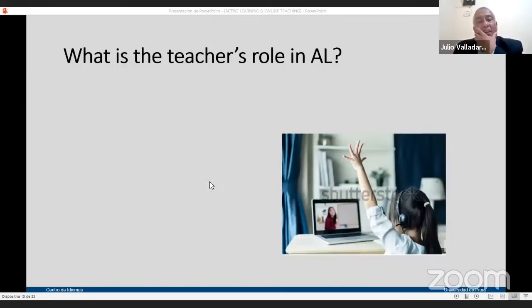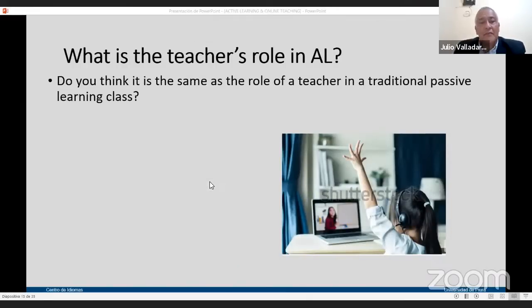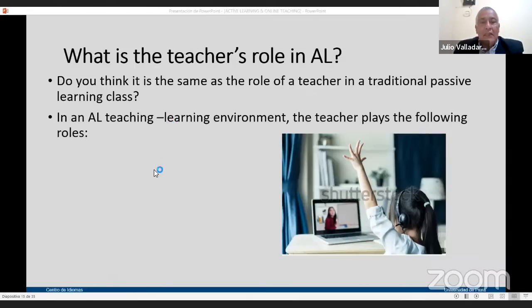What is our role in active learning? Do you think it's the same as the role of a teacher in a traditional passive learning class? Definitely, I hope not. In active learning, teaching learning environment, the teacher plays the following roles. Facilitator. They facilitate, they give all the tools. They say, here you are. Now I give you the fish, the salt, the pepper, the onion, and the knife.